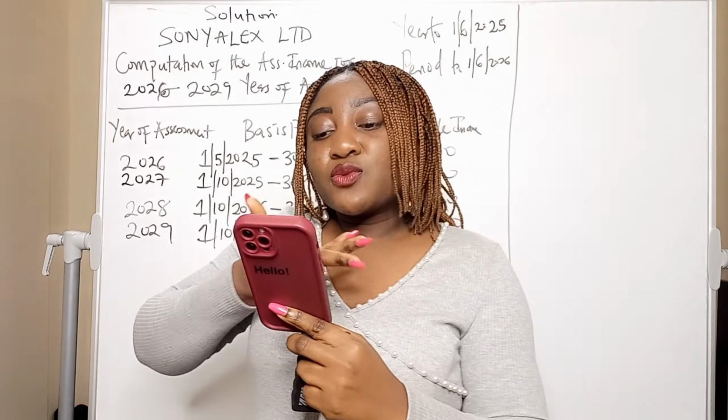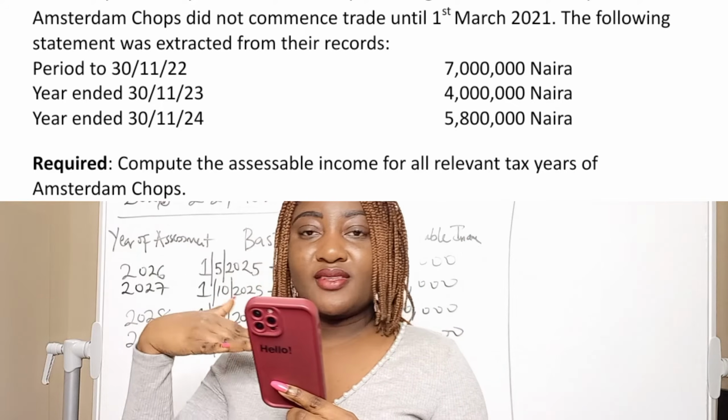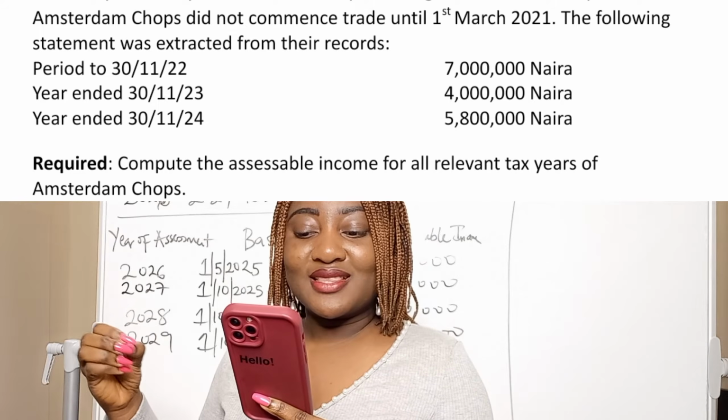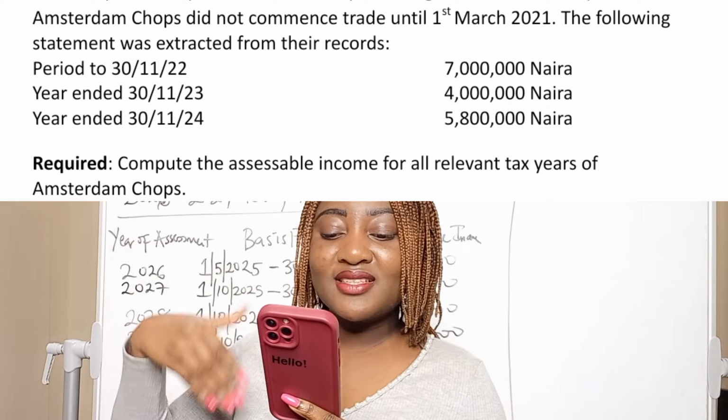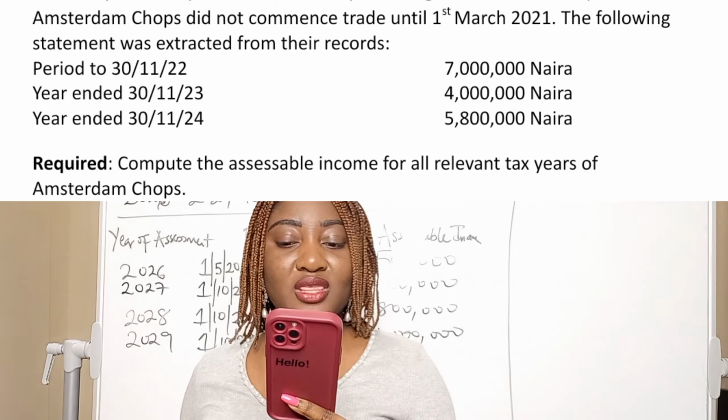Now, the following statement was extracted from their record. Period to 30th of November 2022, 7 million. Year ended 30th of November 2023, 4 million. And year ended 30th of November 2024, that is 1 year after. You can see the sequence, 5,800,000 naira.